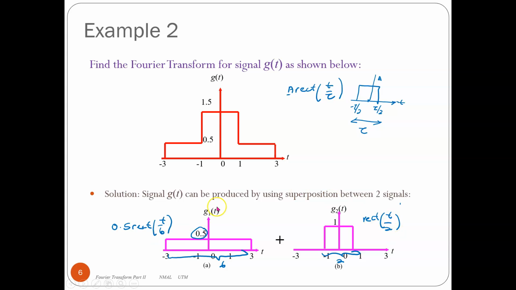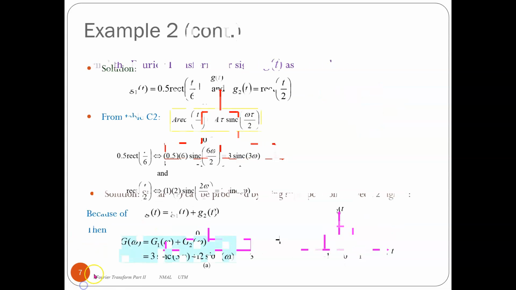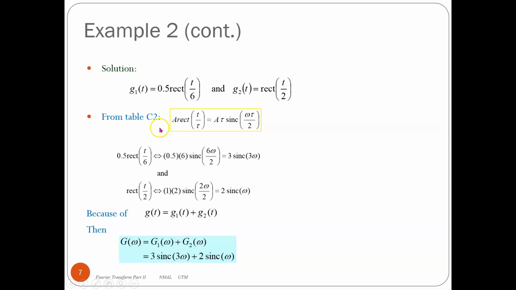From here we can use the Fourier transform pairs for the rectangle signal. Referring to the table, for A rect(t over tau), the Fourier transform is given as A tau sinc(omega tau over 2), so this should be the pair. We match this with our signals. For the first signal, A is 0.5 and tau is 6.